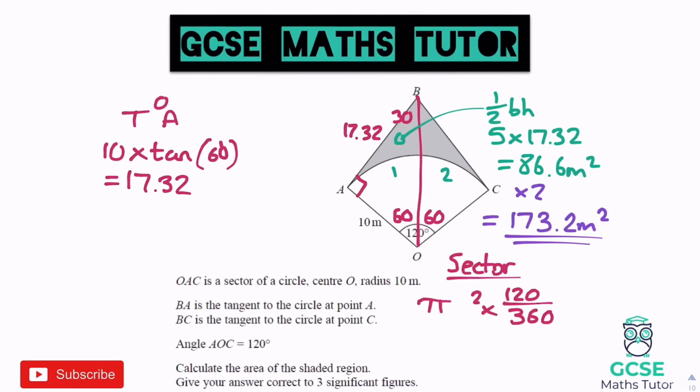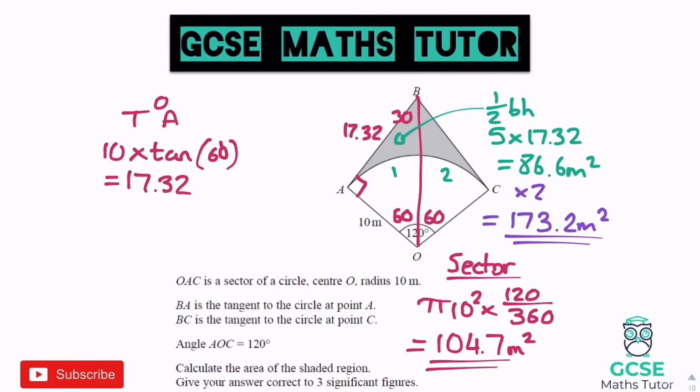So our radius is 10. We'll put 10 in there. Pi times 10 squared times 120 over 360. So pi times 10 squared, times 120 over 360, and that gives us a final answer for the area of the sector of 104.719, so I'm just going to keep that as 104.7. That's obviously to 4 significant figures, once the answer to 3, so 104.7 metres squared, there we are.